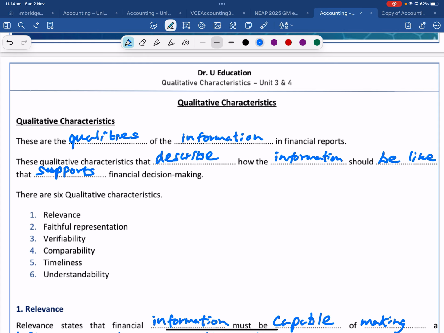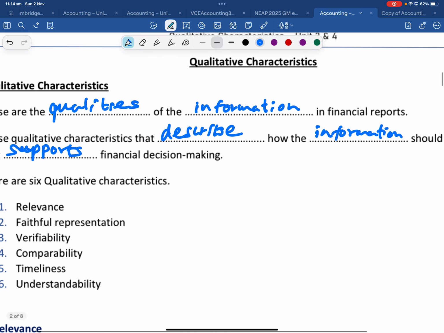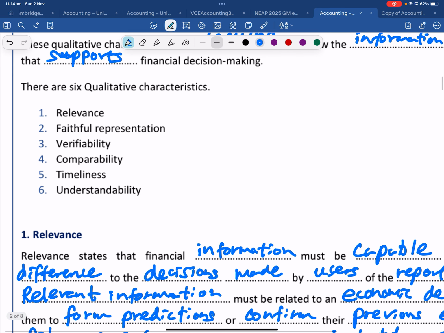So as you know guys, as we have done in 1-2 as well, we have 6 characteristics. Of course, the dominant main one being relevance, right? And then faithful representation and so on. Usually guys, remember, except relevance, all the other qualitative characteristics are supporting relevance.